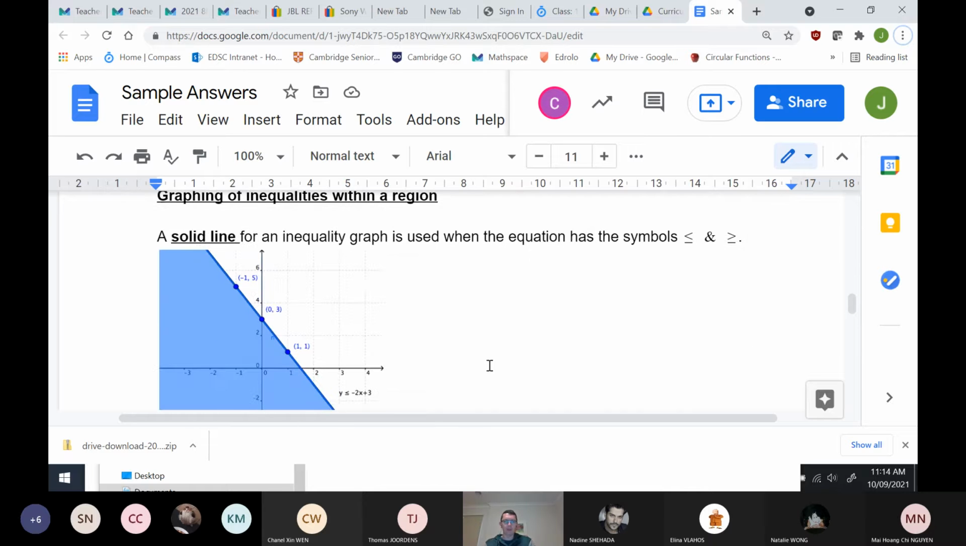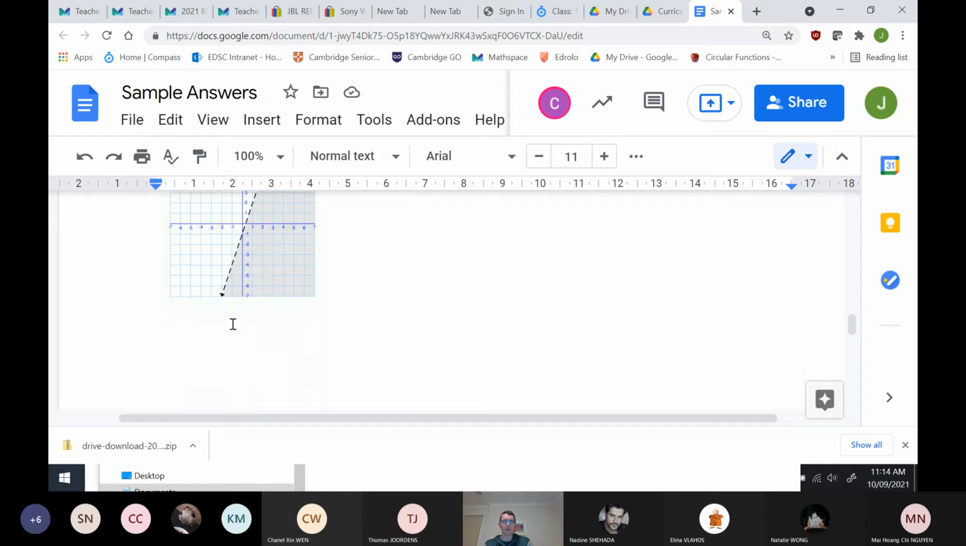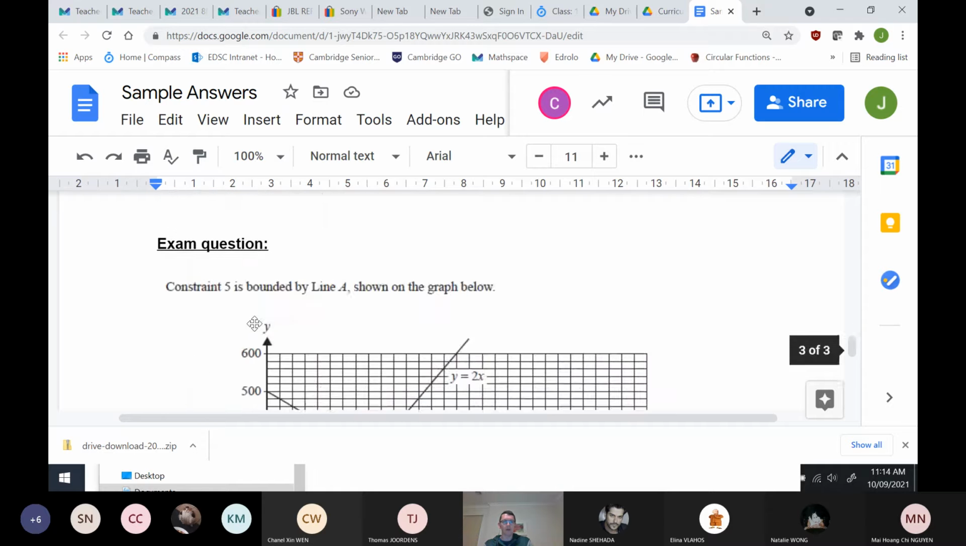Just to go back over some of the things that we looked at before, remember when we're graphing an inequality with a region, if it's got these symbols, it's going to be with a solid line. If it's got these symbols, without the equals, it's done with a dashed line as well.